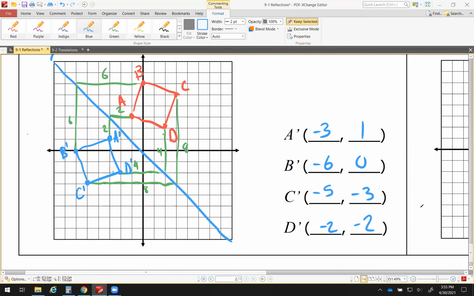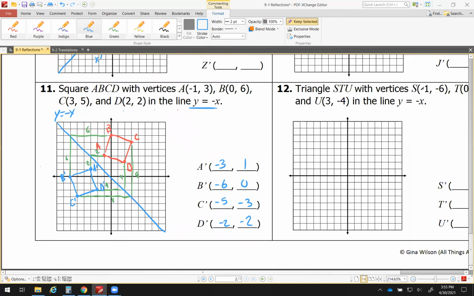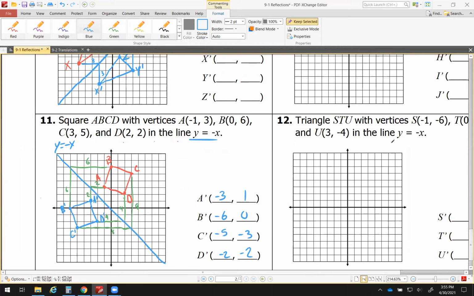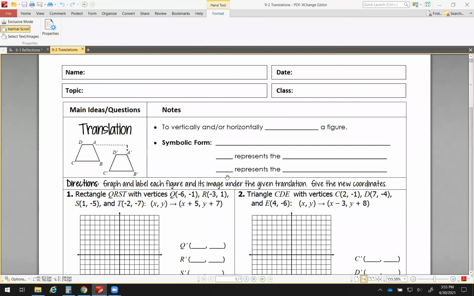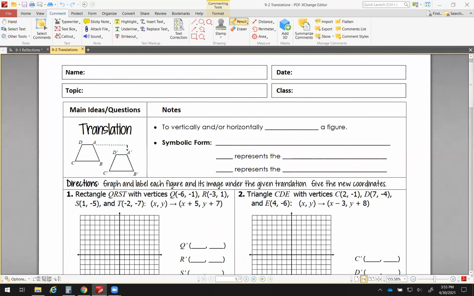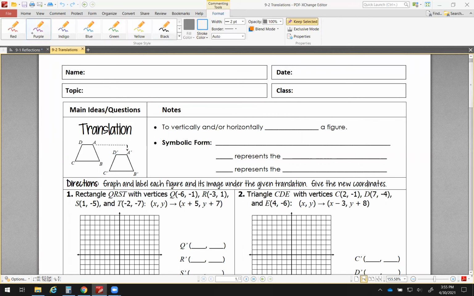Alrighty. How about that? So that's all of our notes on reflections. And here we took a break for lunch. So if you would like to pause the video and take a break, you may do so. Then we started on the 9.2 notes, which is translations. And this one is pretty straightforward. This one is not super complex here. So let me pull out the red pen, take a sip of water, blow my nose, and we'll get started.